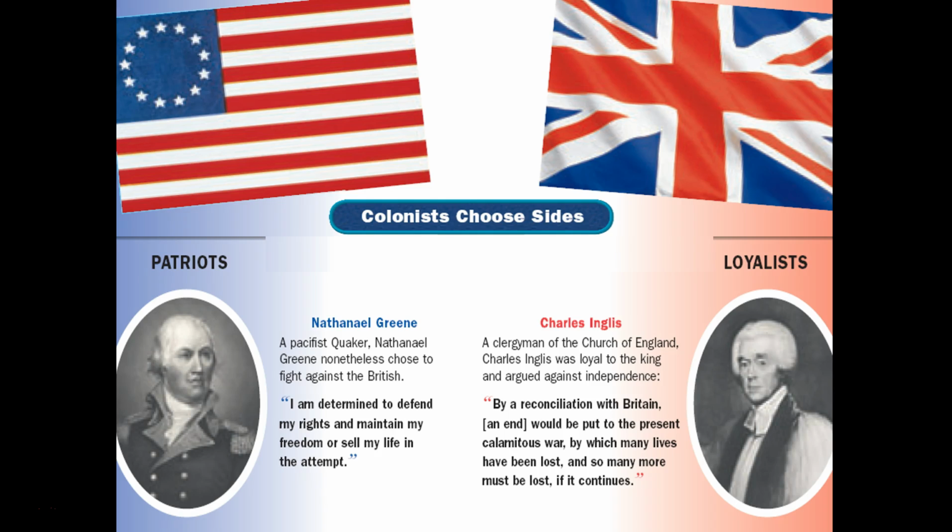So on the patriot side, you've got Nathaniel Greene, who's a pacifist Quaker, but he chooses to fight against the British even though he doesn't believe in fighting. And he says, "I'm determined to defend my rights and maintain my freedom or sell my life in the attempt." So he's basically saying he is willing to die for the cause of freedom.